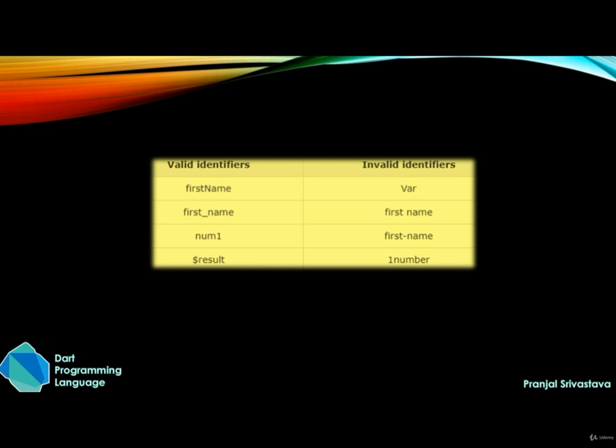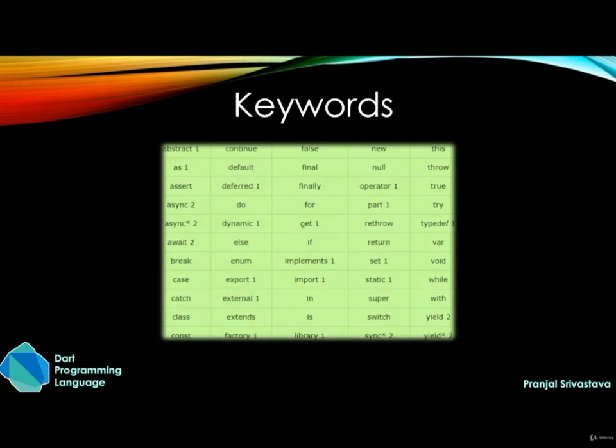Now these are some keywords in the Dart programming language which have special meaning in the context of the language. Let me count how many keywords there are in Dart. 1, 2, 3, 4, 5, 6, 7, 8, 9, 10, 11, and so on. Approximately, there are 55 keywords which are currently supported by the Dart programming language.